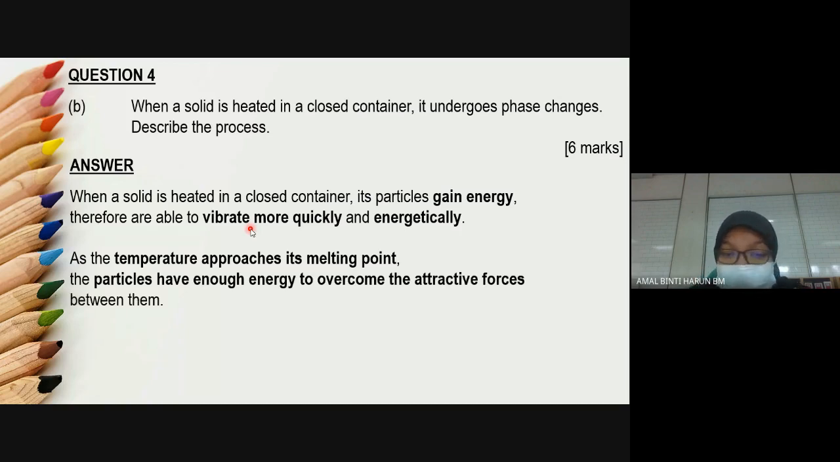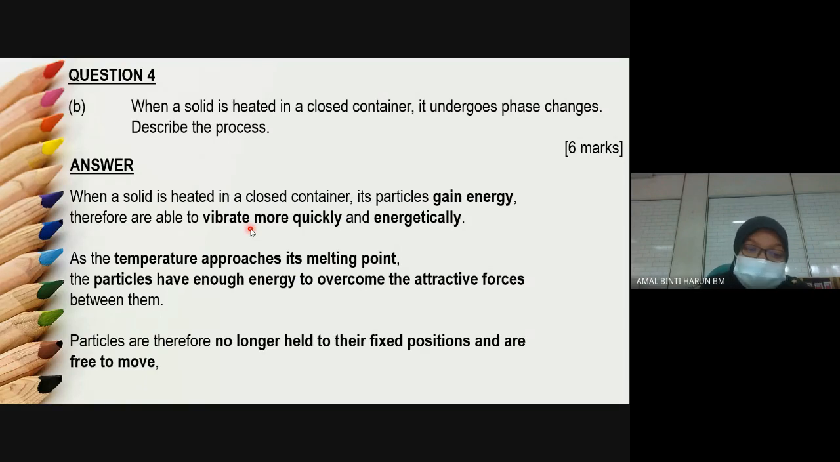So the energy supplied is absorbed by the particles to do what? To overcome their intermolecular forces. Originally the solid has intermolecular forces. Now the intermolecular forces are being overcome by the energy that the particles have. So the particles are moving freely, and the solid starts to change into liquid. So when heated, energy is absorbed, and the energy is used to overcome intermolecular forces, until approaching the melting point. So the solid changes into liquid.